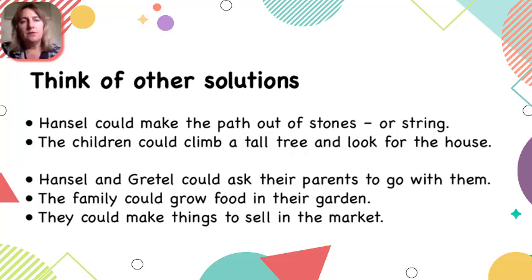Students can then think of different solutions, which might range from simply using different materials for the path, for example stones or string or anything else a bird wouldn't eat. Or they could be something like climbing a tall tree to get a bird's eye view of their way home. Or they might be ideas for trying to avoid the problem in the first place. So, for example, they could ask their parents to go into the forest with them, or they could think of other ways that they can get more food for the family, such as growing food in their garden or making things to sell at market. And then, as before, pupils can vote for the best ideas.